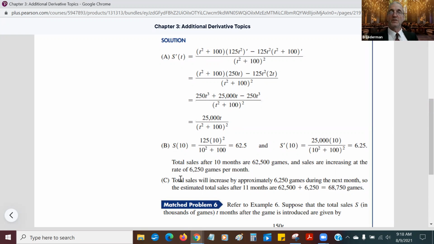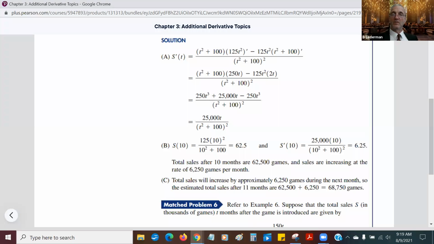Now, since total sales will increase by approximately 6,250 during the next month, the estimated total sales after 11 months is going to be 62.5, which is the 10-month mark, plus the estimated growth, which is what the derivative told us, 6,250, and that gives us 68.75.